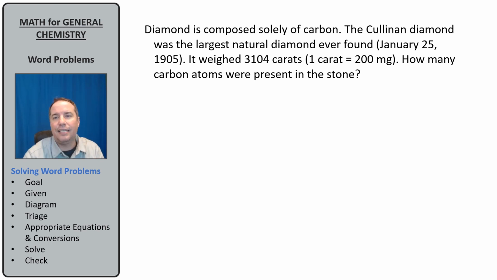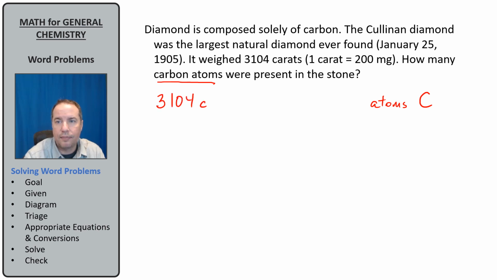Okay. So in this case, we're given a lot of extra information. But let's first ask, what are we asking for? The number of atoms of carbon. And what are we given? Well, we're given 3,104 carats. Now, it doesn't specifically say what this is, right? But notice that 1 carat equals 200 milligrams. Milligrams is a unit of mass. Therefore, this 3,104 must be a mass, okay?